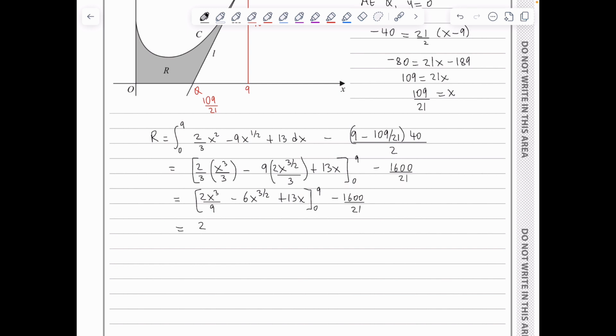So we're looking at 2 times 9 cubed over 9 minus 6 times 9 to the 3 over 2 plus 13 times 9. And it's obvious that if I substitute the lower limit of 0, everything will be 0. So minus 0 minus the area of the triangle, which was 1600 over 21, which leads to an answer of 857 over 21 units squared for the shaded area R.